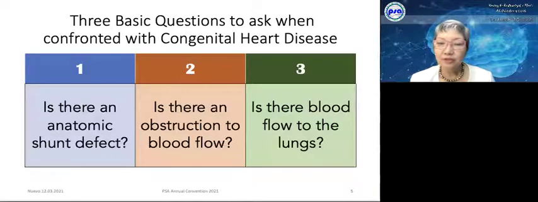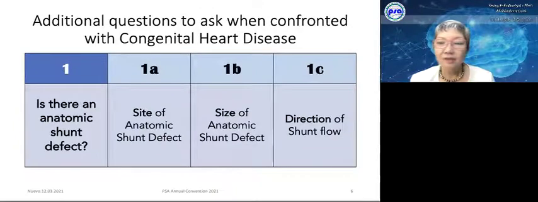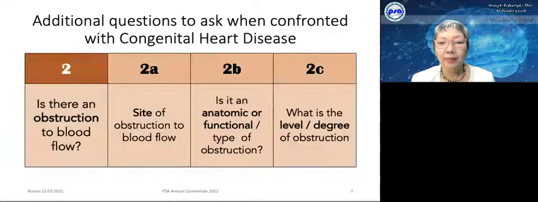There are three basic questions to ask when confronted with congenital heart disease. First, is there an anatomic shunt defect? Second, is there an obstruction? And third, is there blood flow to the lungs? And if there is an anatomic shunt, where is the site? How big is the shunt? And where is the direction of flow?